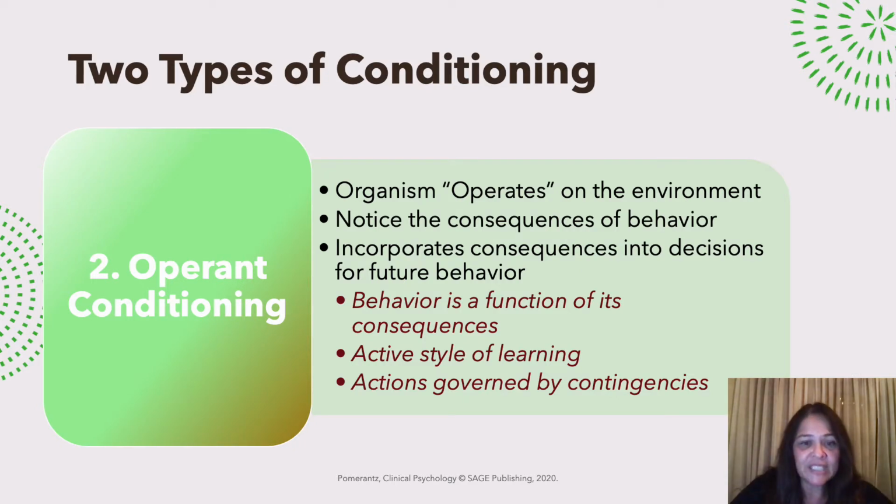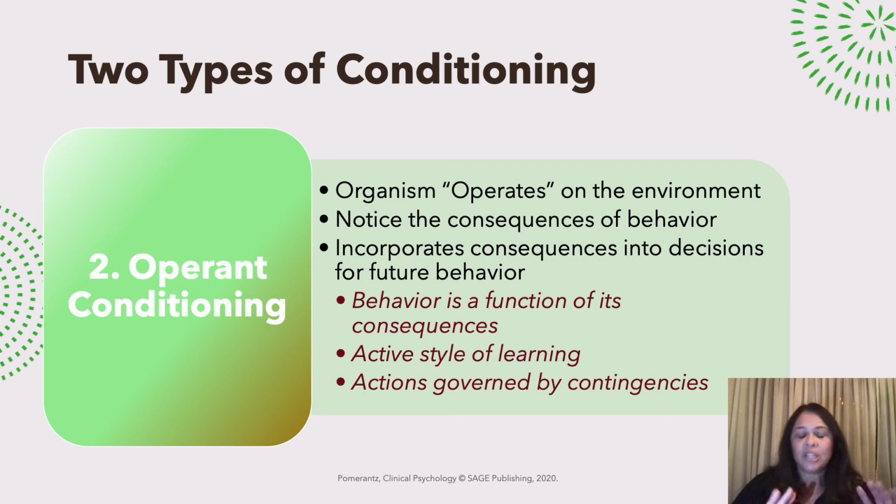The second type of conditioning is called operant conditioning. And operant conditioning tells us that an organism operates on the environment, right? We already talked about some of our earlier founders of behaviorism, Thorndike, the law of effect. So let's bring that back here. With operant conditioning, organisms notice, they pay attention, that there are consequences to their behaviors, that there is some type of effect or outcome for every decision or behavior that they have. So they start to incorporate these consequences into decisions for future behaviors. And so that's where operant conditioning comes into place, right?